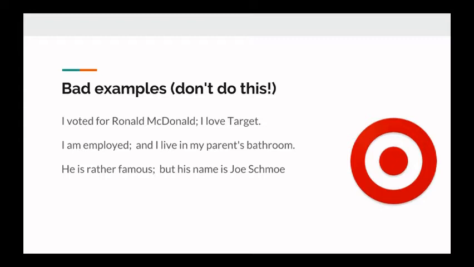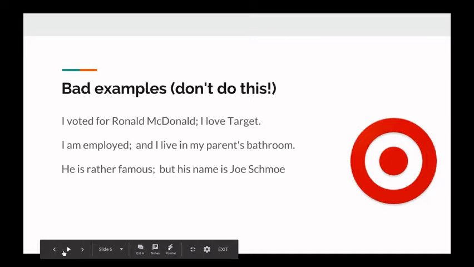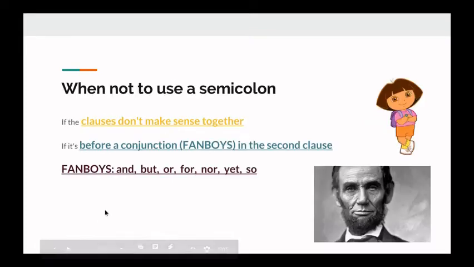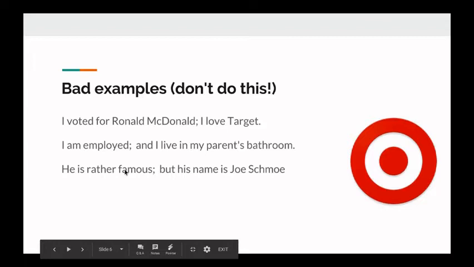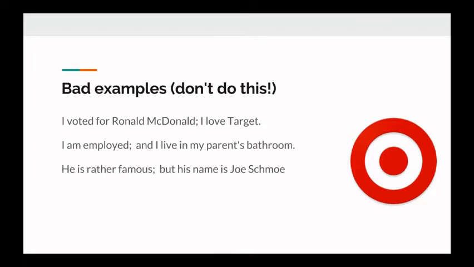Number 2, I am unemployed and I live in my parents' bathroom. I am unemployed. The semicolon is here, and this is after it. This is clause 2, beginning with one of our forbidden words. So you would not use a semicolon. What you would use instead would be a comma. The last line is just a total hot mess.